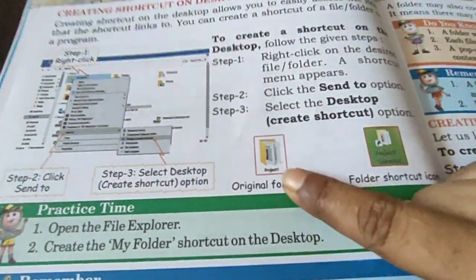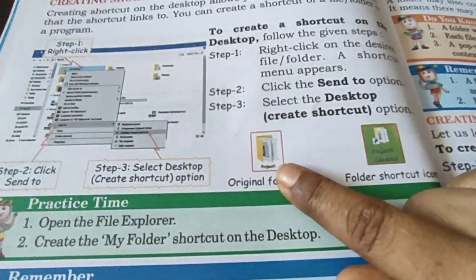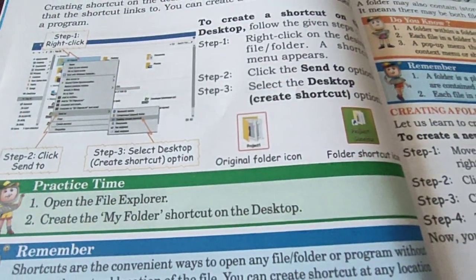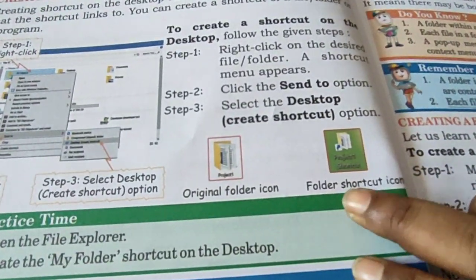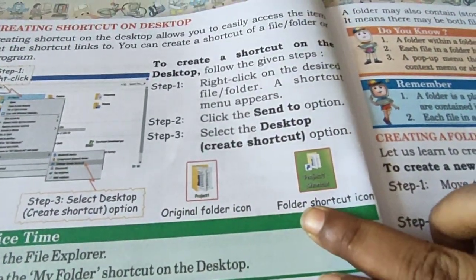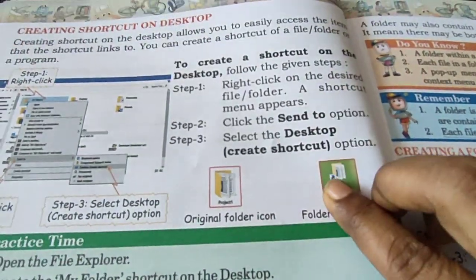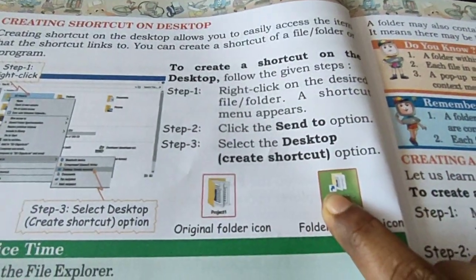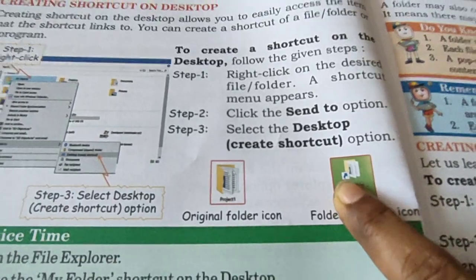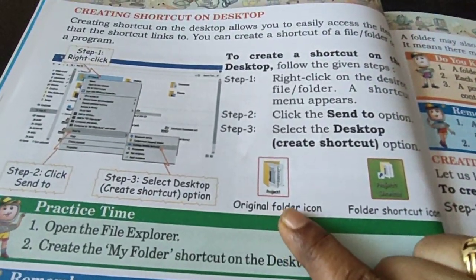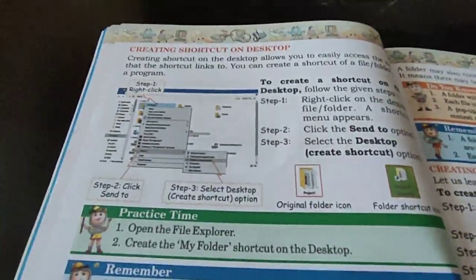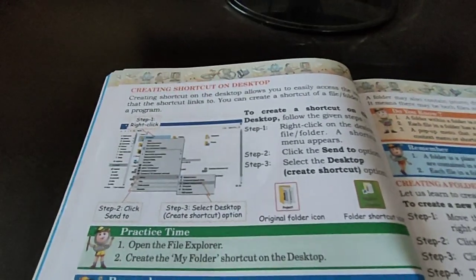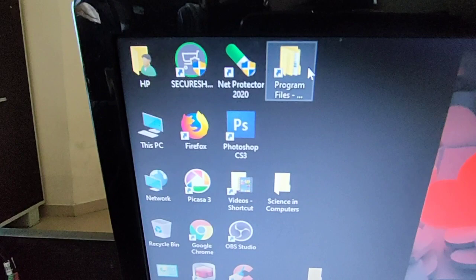Now actually this is what your original folder looks like, but if you create a shortcut, your shortcut looks like this, a folder shortcut icon. This is your folder shortcut icon. You can see here the blue arrow, and this is your original folder icon. Okay, yes, so I am going to click this shortcut for program files.